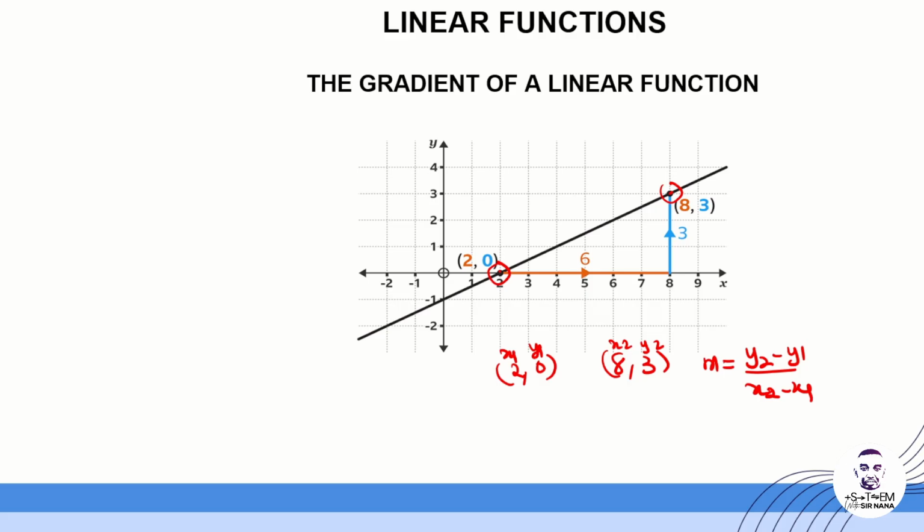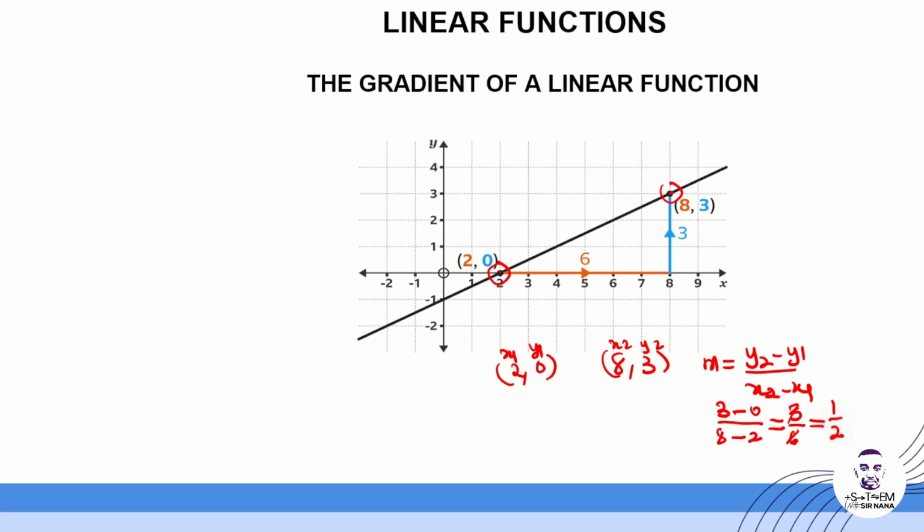So it means that our y2 becomes 3 and our y1 becomes 0. So we have 3 minus 0. And then our x2 becomes 8 and our x1 becomes 2. So 8 minus 2. It means that 3 minus 0 gives us 3 and 8 minus 2 gives us 6. So we have a gradient that is 1 over 2, right?